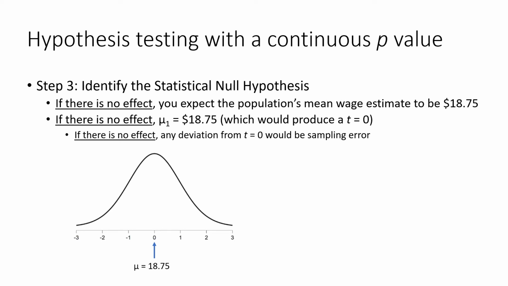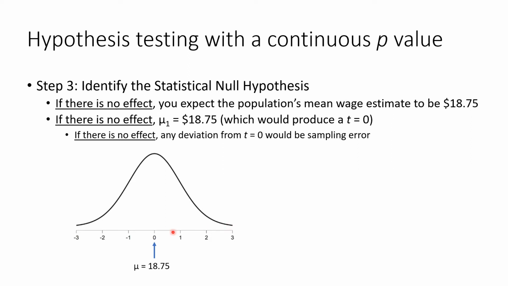The third step is to formally identify the statistical null hypothesis. So again, the null hypothesis is always based on the idea that there is no effect. So in this case, if there is no effect of over optimism or overestimation of wage, if there is no effect, you would expect the population's mean wage estimate to be exactly $18.75 an hour. That's what you'd expect if there is no overestimation going on. There's no effect. There's no optimism bias.